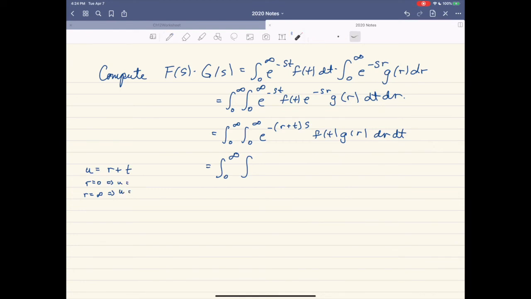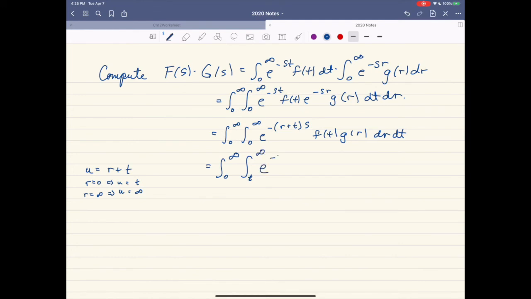So first of all, if r is equal to 0, then u is equal to t. And if r tends to infinity, this is an improper integral. So really we would write this as the limit as the upper bound goes to infinity. But if that happens, then u also goes to infinity. So it turns out that our integral is going to be from t to infinity.